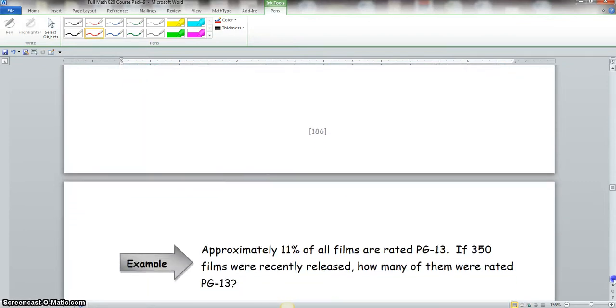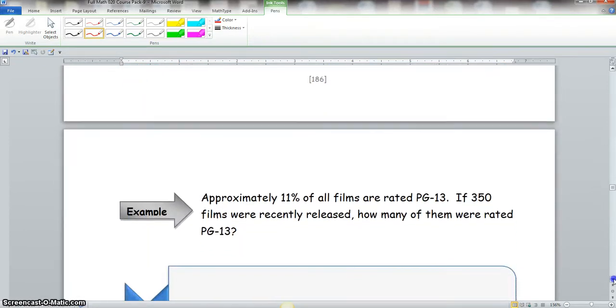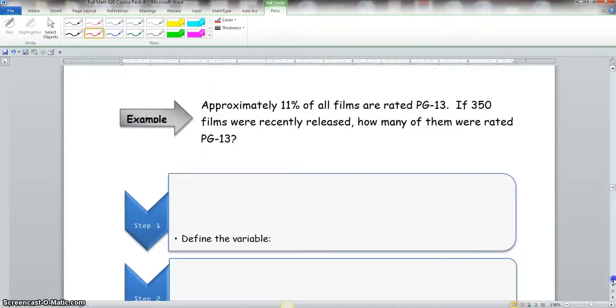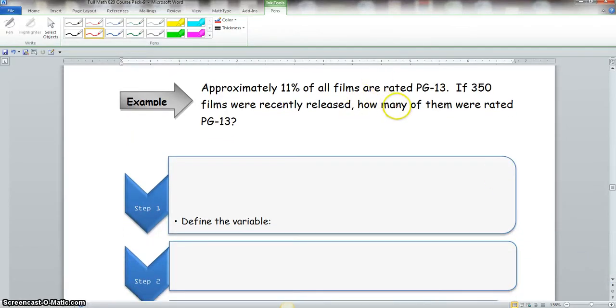Now we go here to our first example. It says approximately 11% of all films are rated PG-13. If 350 films were recently released, how many of them were rated PG-13? So we want to have X, which is equal to PG-13 films, because that's what we're trying to find, how many PG-13 films there are.